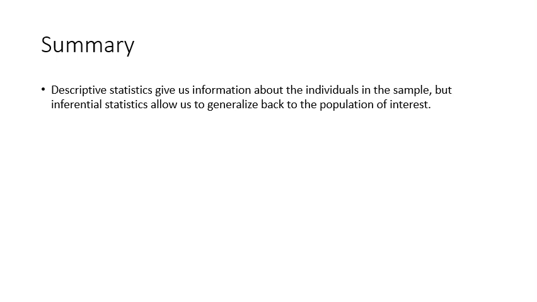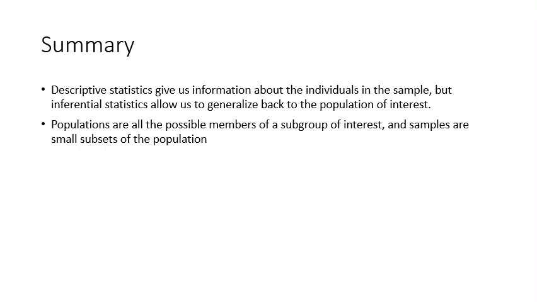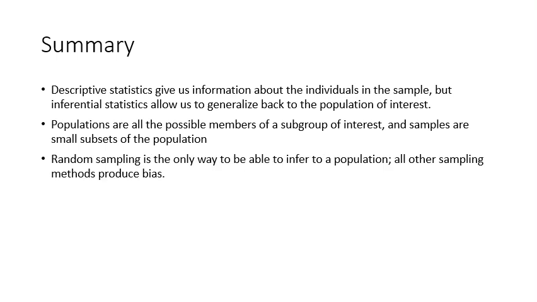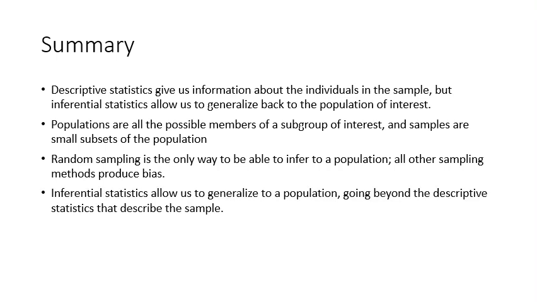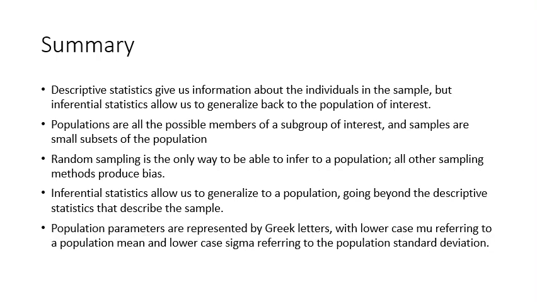So in conclusion, descriptive statistics give us information about the individuals in the sample. If the sample is carefully chosen, we can generalize back to the population. Populations are all the members of the subgroup of interest, and samples are just subsets of that population. Random sampling is the only way to be able to infer to the population. All other sampling methods produce bias. Inferential statistics allow us to generalize to a population, going beyond the descriptive statistics.